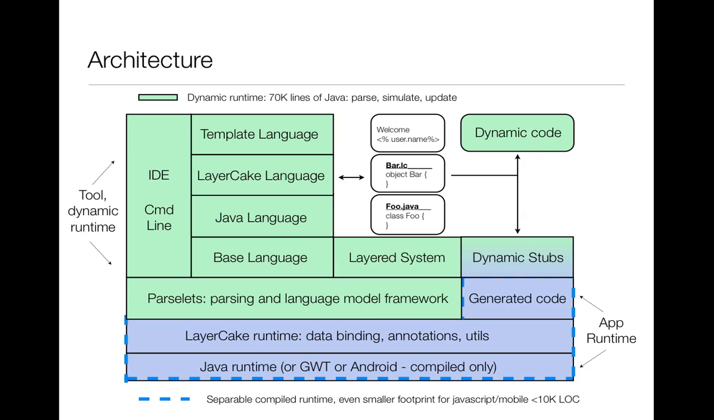There are two types of generated code in LayerCake. The generated code that comes from compiled types just depends on the blue LayerCake runtime. And the code for interfacing a dynamic type with compiled code is in a dynamic stub, and that depends on the dynamic runtime as well as the compiled runtime.